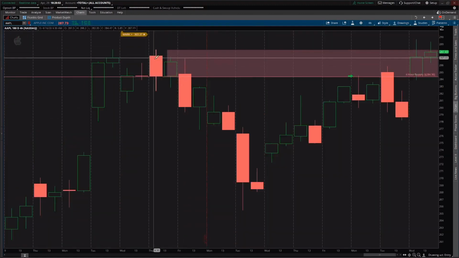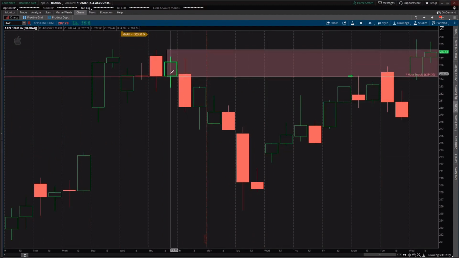We had a nice drop, base, drop. This is the nice basing candle I look for. It's a green candle for a supply zone. It's a high probability area where the market could possibly turn.